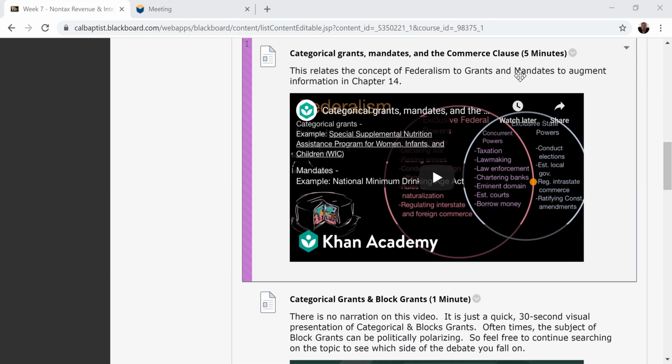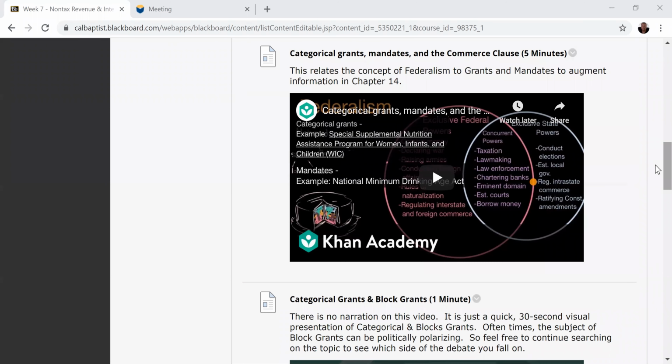And so this first video you see on the screen, categorical grants, mandates, and the Commerce Clause, talks about categorical grants, talks about the constitutional basis for mandates, and links them back to the Commerce Clause. And again, the Commerce Clause is that one part of Article 1, Section 8 that Congress really does rely upon in order to expand its power over state and local governments.